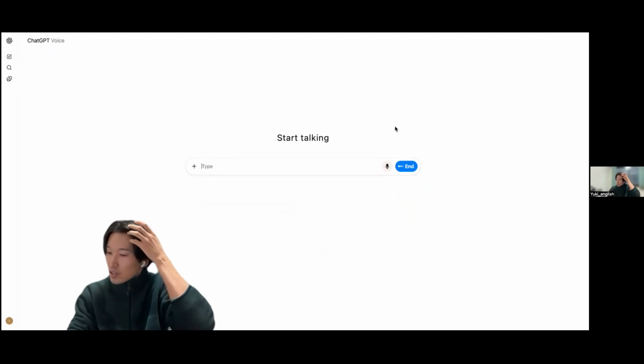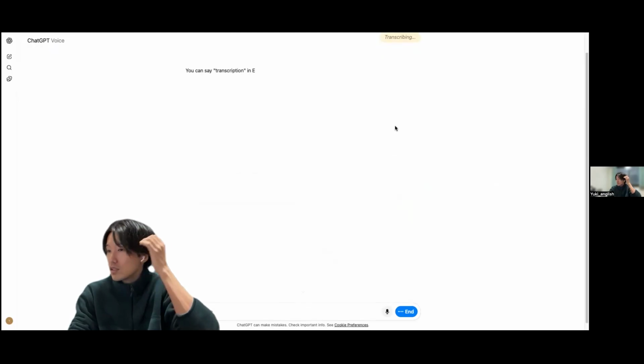Hello, ChatGPT. How can I say 文字起こし in English? You can say transcription in English. It refers to the process of converting.